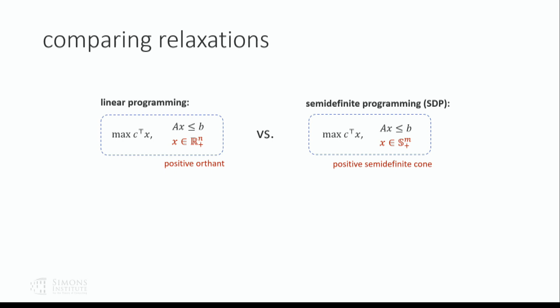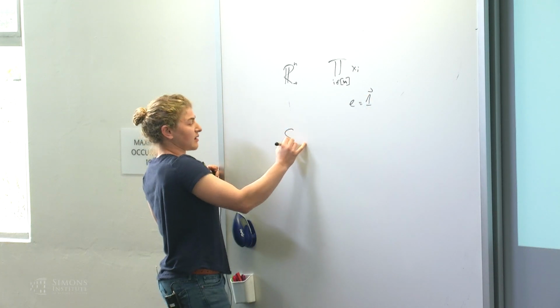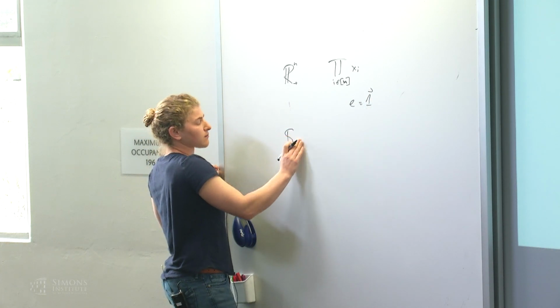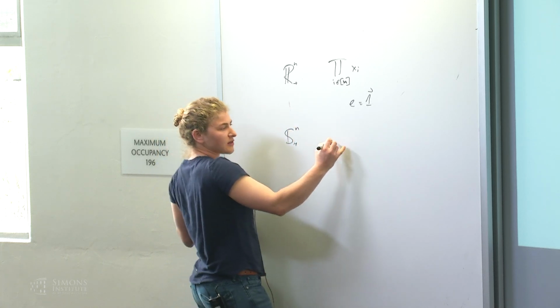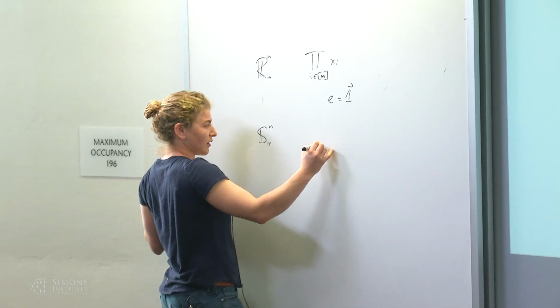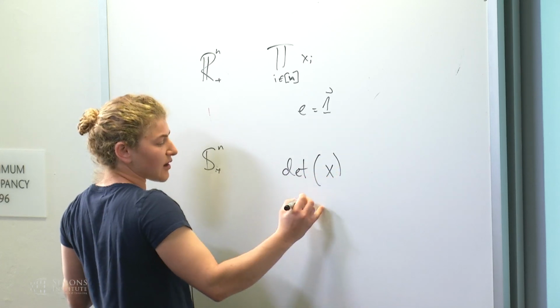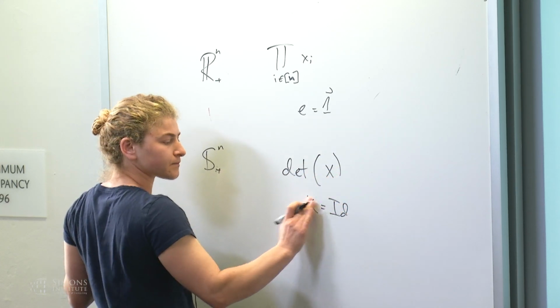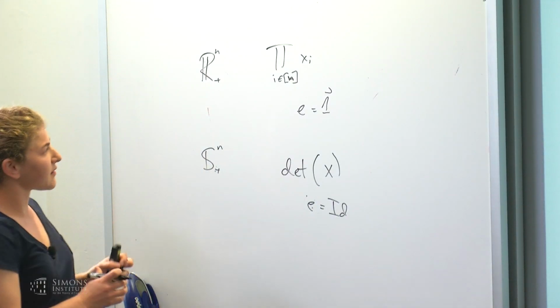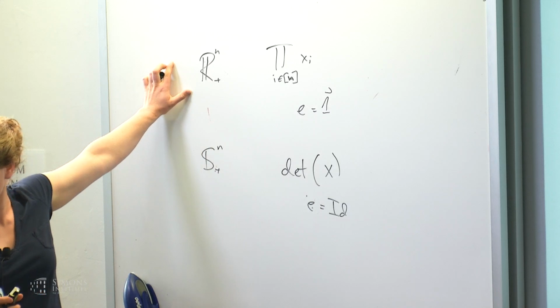this workshop. So the positive orthant is the hyperbolicity cone of the polynomial product over i in [n] of x_i in the direction of the all ones vector. And then the PSD cone is the hyperbolicity cone of the determinant of x in the direction of the identity, right? And the PSD cone can be used to capture linear programs.